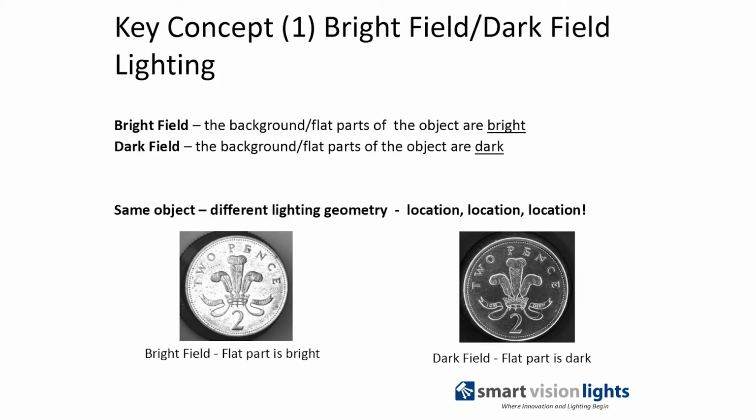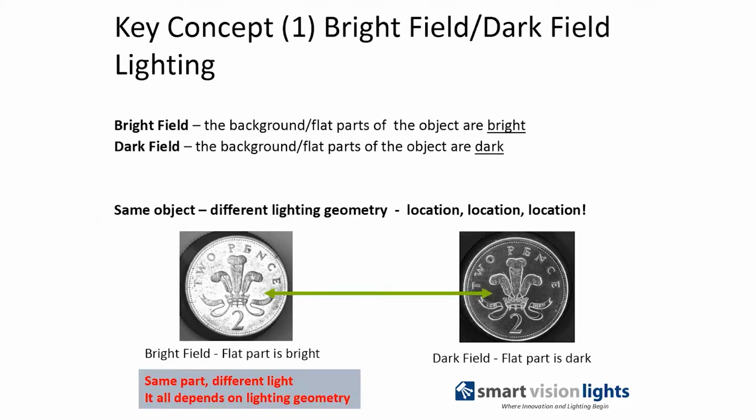So bright field is the way our eyes typically see things in a well illuminated room, and what most people are familiar with for images. The same part, though, depending on the lighting and the geometry, can give off two very different images, again, focusing on what we might want to see on the object.